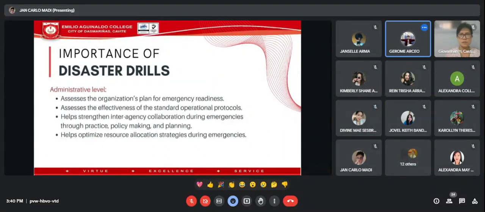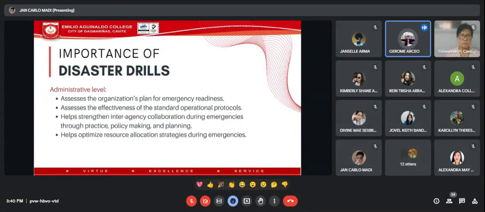So lastly po, sa administrative level, yung focus po nito is yung importance ng disaster drills when it comes dun sa policy making natin at saka dun sa mga administrative work ng mga leaders po natin sa community. So first po, sinabi dito na it assesses the organization's plan for emergency readiness and yung effectiveness po ng standard operational protocols. So alam naman po natin na yung theory po kasi more often than not, iba po siya sa actual na nangyayari sa mga scenarios.